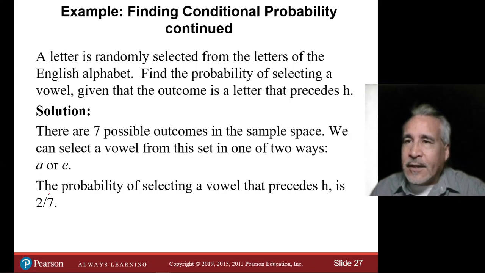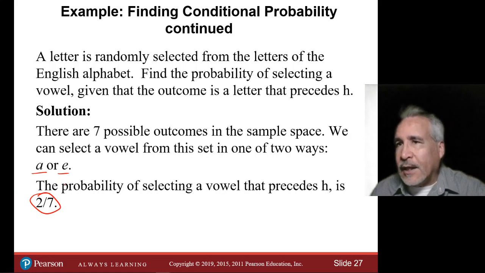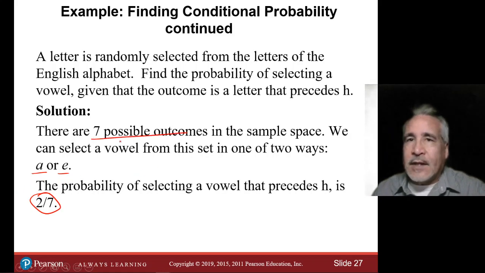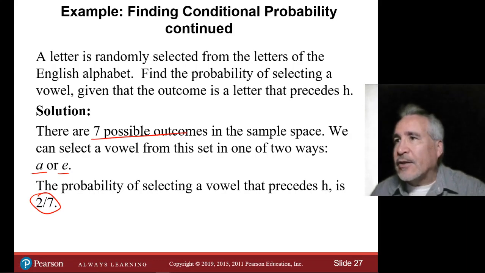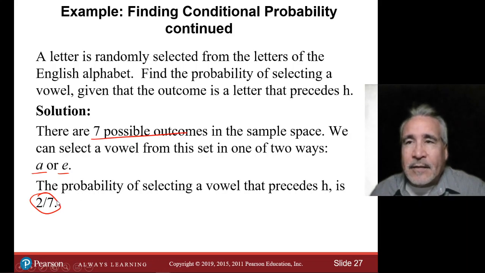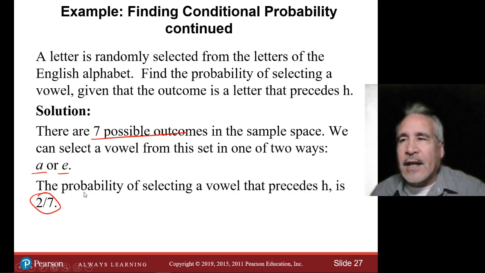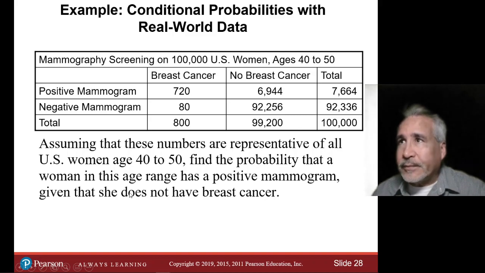They explain it all, but just like we did, we counted. There's two vowels, E and A, and there's a total of 7 possible outcomes, 7 letters before H, and so it's just 2/7. That's all a conditional probability is. You just have to think, I have to count carefully. Okay, and now this is where it gets a little bit more complicated.